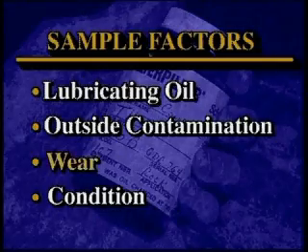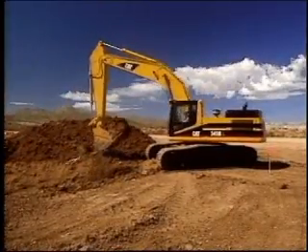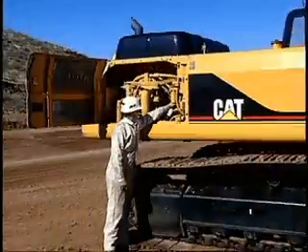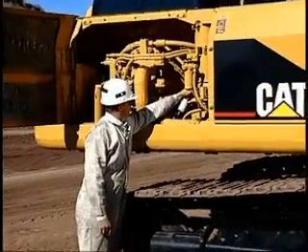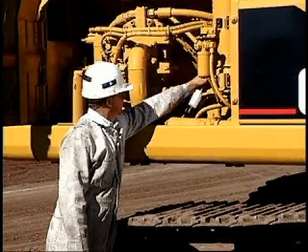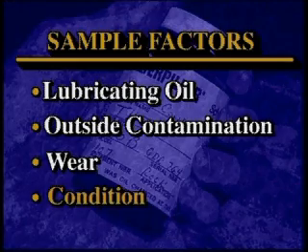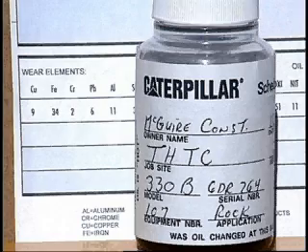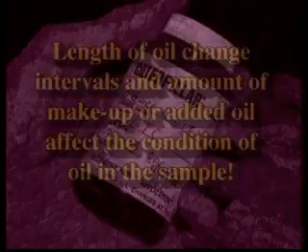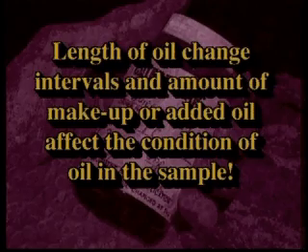The third factor is wear. This is caused by daily operating procedures, which produce an expected amount of normal wear particles. However, oil sampling can indicate premature or accelerated wear due to improperly installed or adjusted components. And the fourth factor is the condition of the used oil sample. The degree of oxidation or sulfation and the amount of soot in the sample are very important. Keep in mind that the length of oil change intervals and the amount of makeup or added oil between changes affect the condition of oil in the sample.